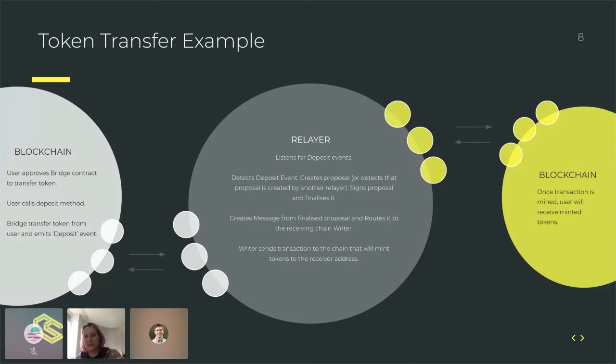Inside the relayer, as on the previous slide, there will be a message that will finalize the proposal and be routed into the specific chain writer, and then the writer will send it to the blockchain. And on the blockchain itself, once the transaction is mined, the user will receive the freshly minted tokens that are like a representation of the tokens from the previous blockchain.